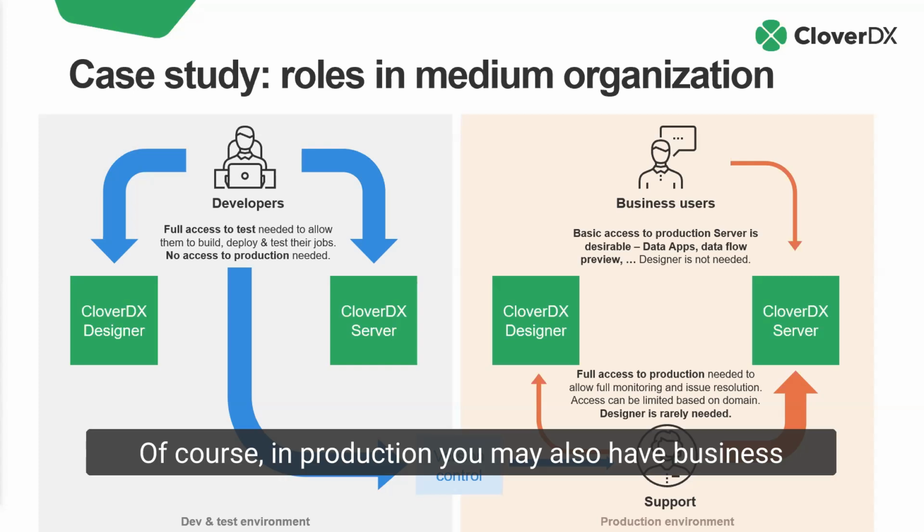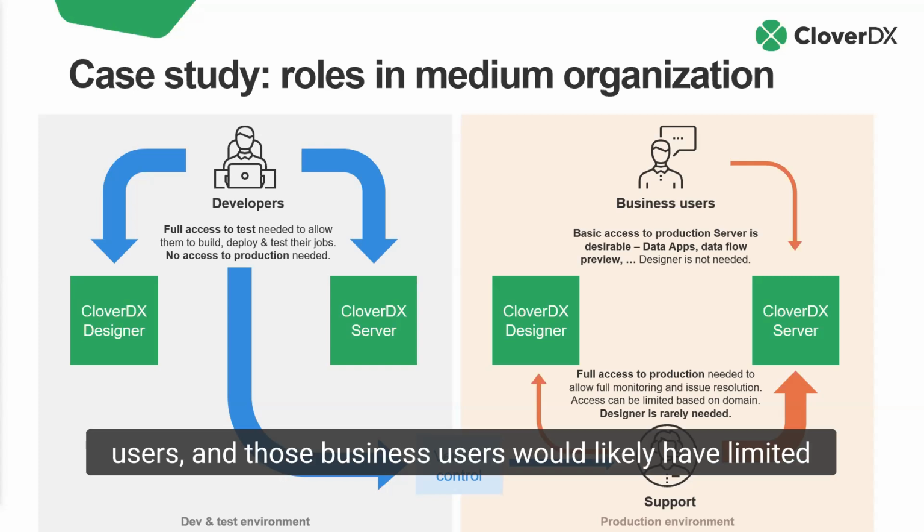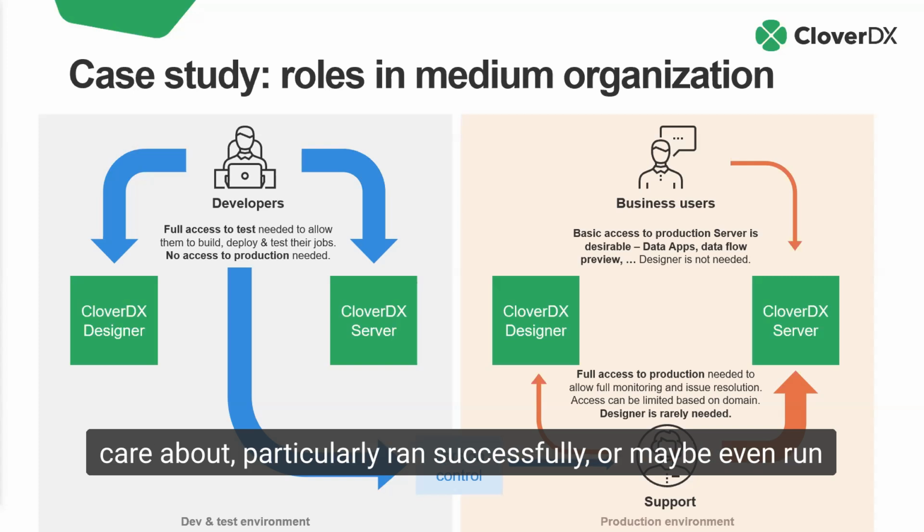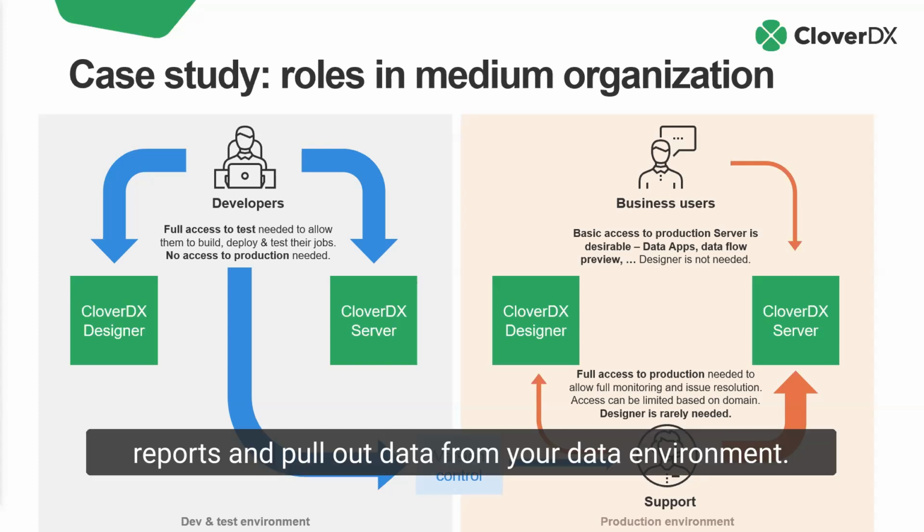Of course, in production, you may also have business users, and those business users would likely have limited access to Server as well. And they could use this access to ensure that data jobs that they care about particularly ran successfully, or maybe even run reports and pull out data from your data environment.